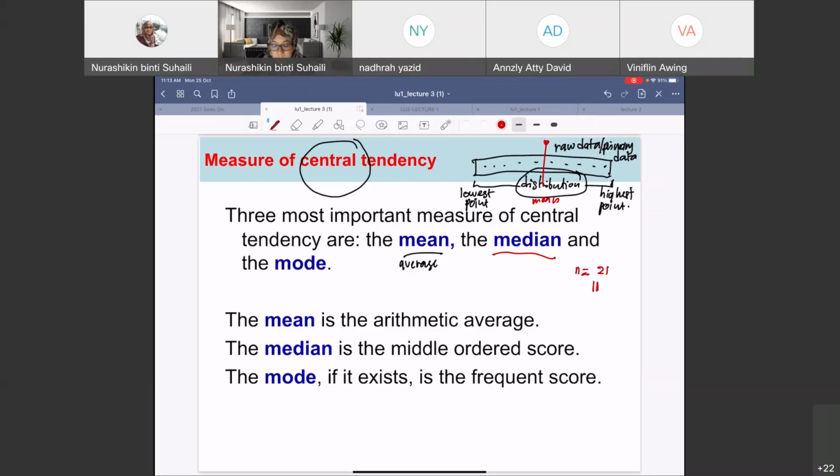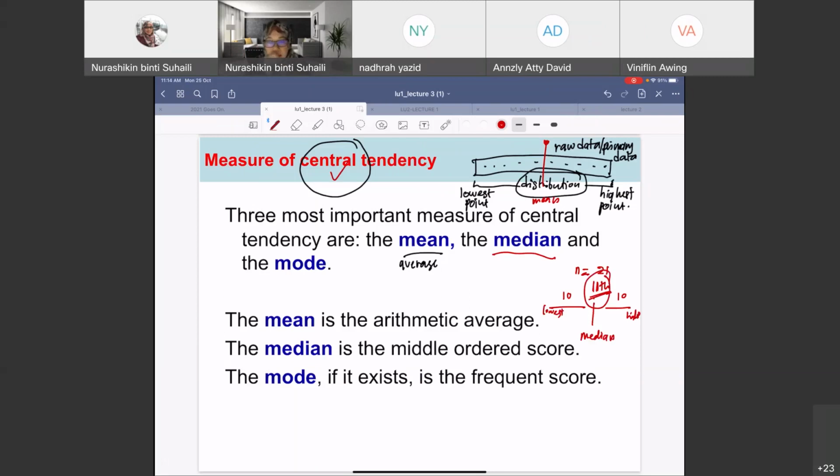So it will divide it into 10 on each side. So at the 11th, okay? Let's say you arrange it from the lowest to the highest. So this 11th data point, that is the median, right? You can see that it also sits in the middle. So that's why we talk about central. Central is something in the middle.